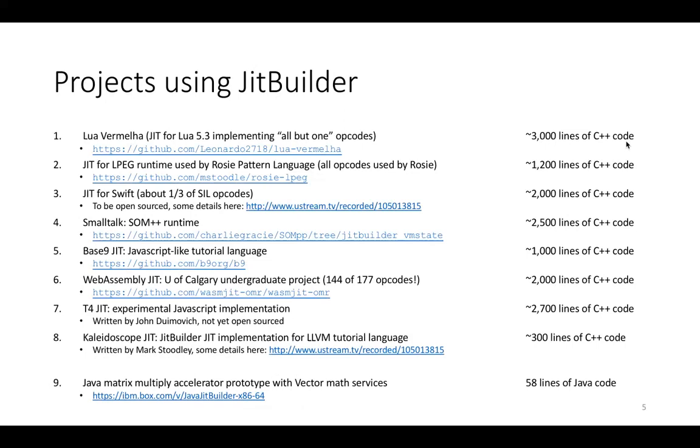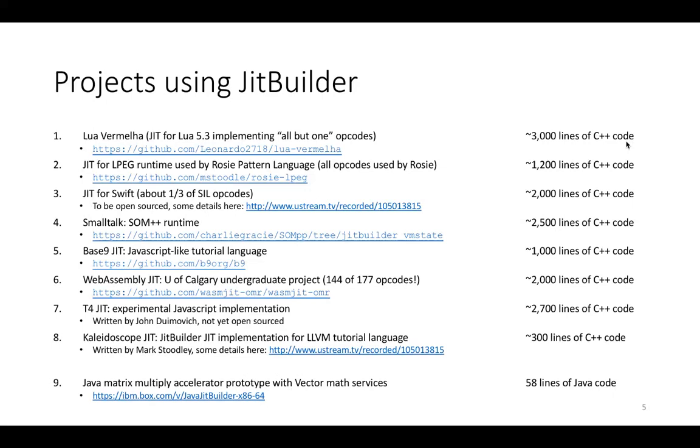So the first on the list is the Lua Vermella JIT, which was written by an undergraduate student actually, which implements all but one of the opcodes in the Lua 5.3 virtual machine. And with about 3,000 lines of C++ code, the student Leonardo created the Lua Vermella JIT, and we've been making improvements in it to improve performance and keep moving that one forward.